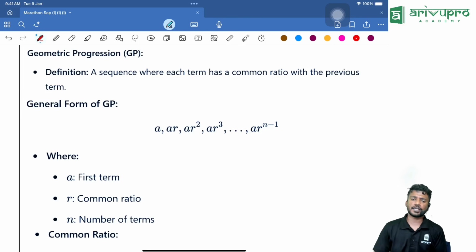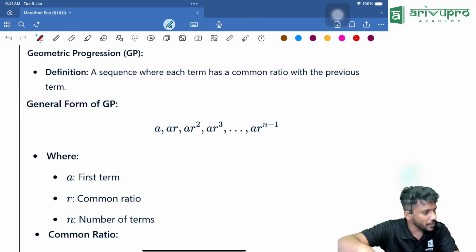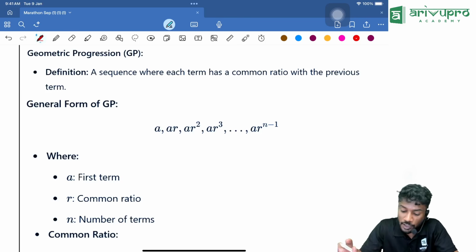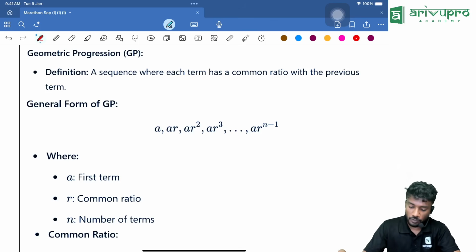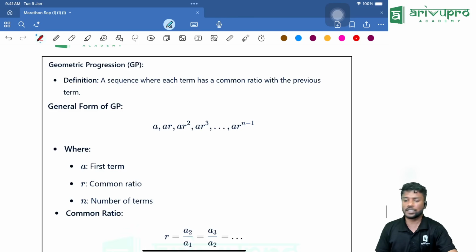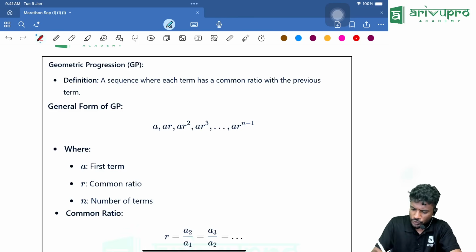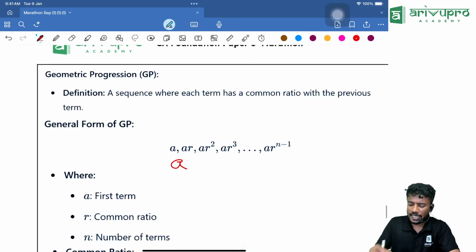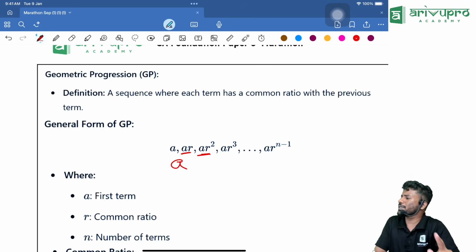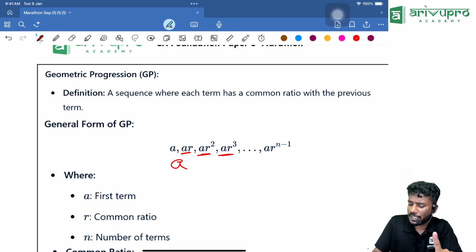Geometric progression. What is going to happen in geometric progression? There will be a common ratio between the numbers. Usually the first term of a GP is taken as A. The second term is taken as AR, then the third term is AR square, the fourth is AR raised to 3, etc.